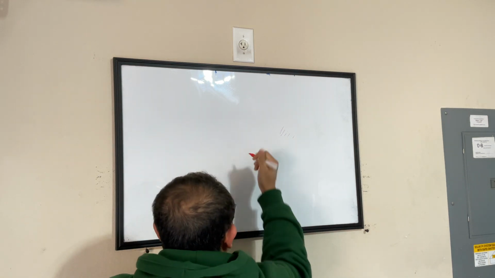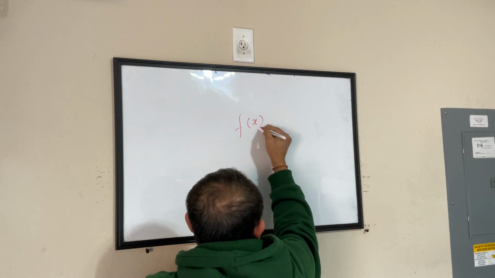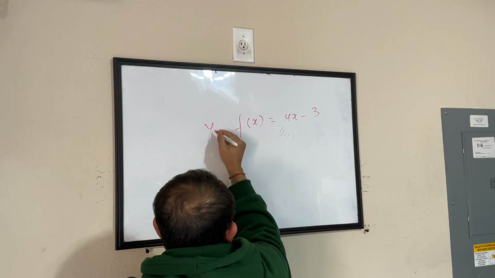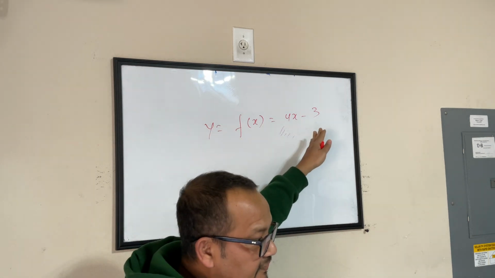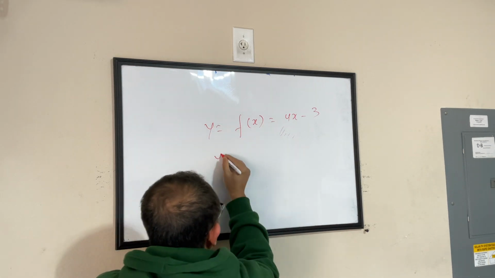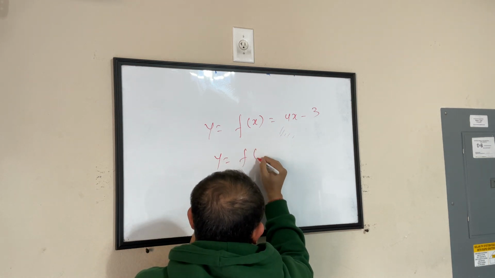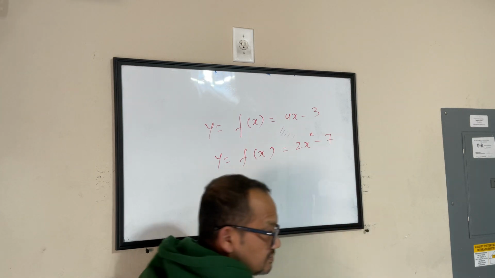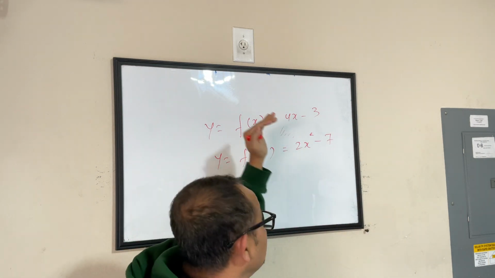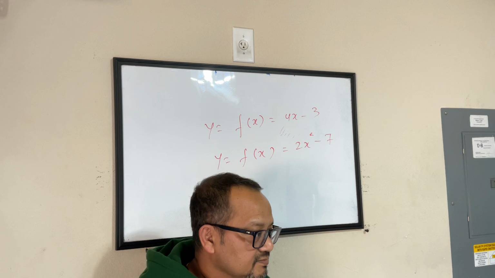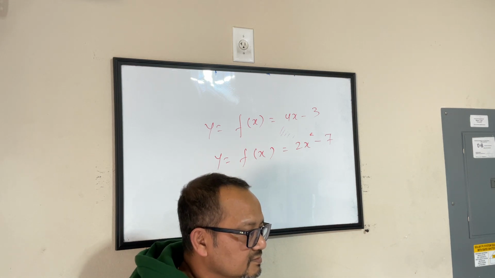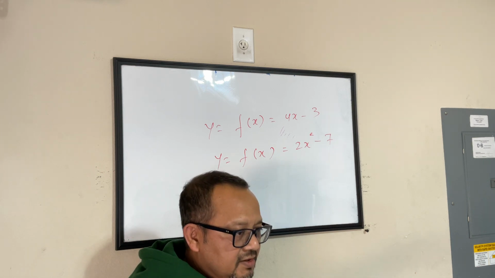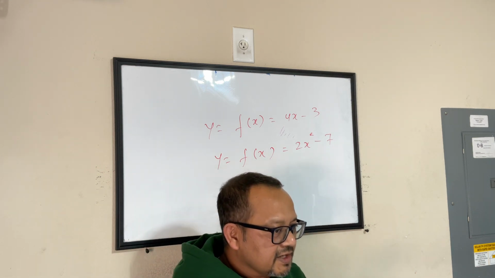Now if I say a function like this, f(x) equals 4x minus 3, versus another function where I say f(x) equals 2x squared minus 7, what is the difference that you see between this function and this function? The first one, if you were to plot each point, you would get a line. The second one will get you a parabola. Right. So, any response on the screen?